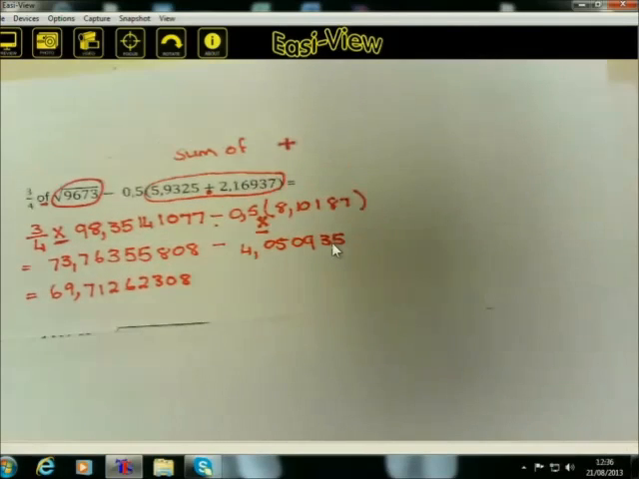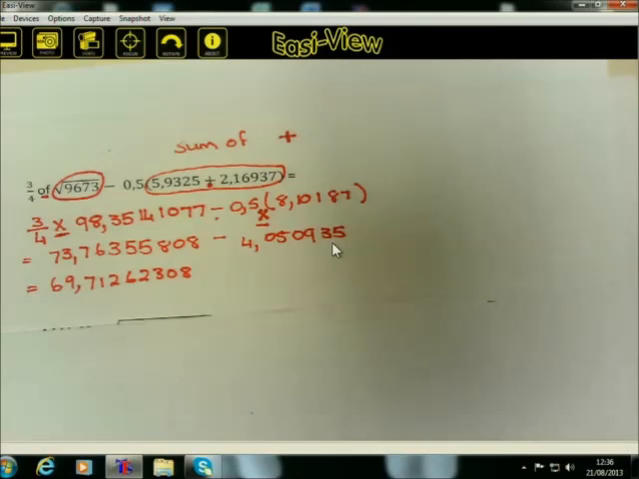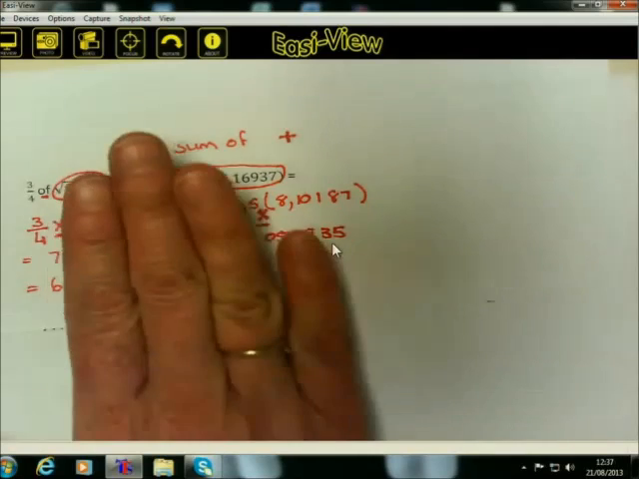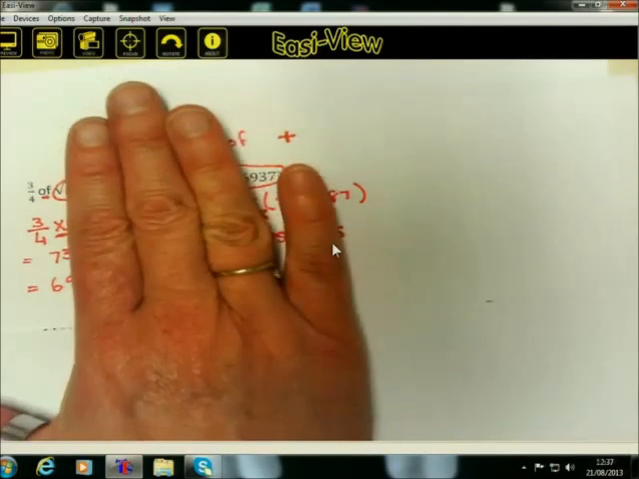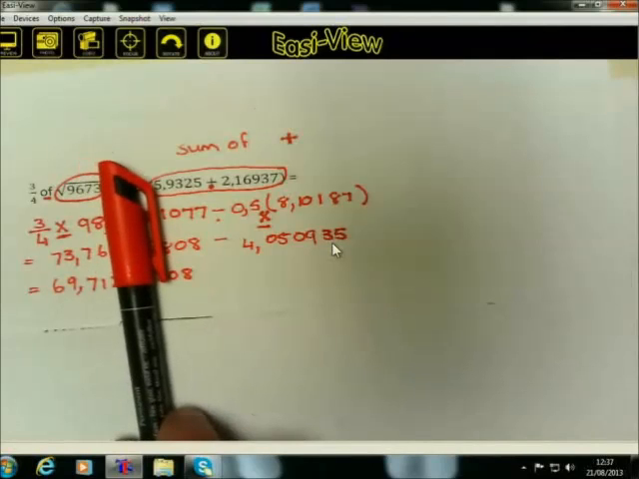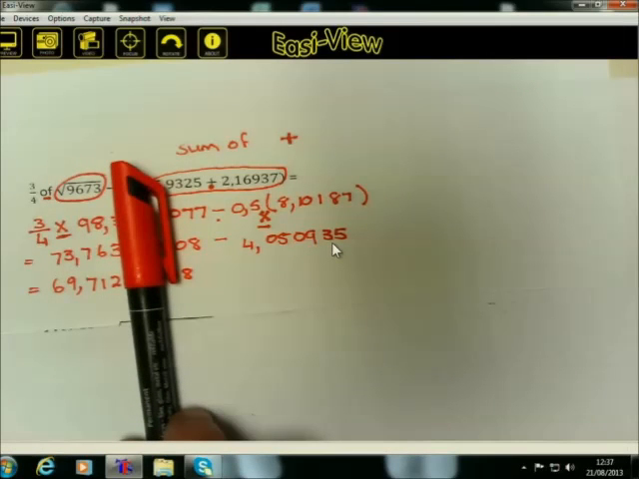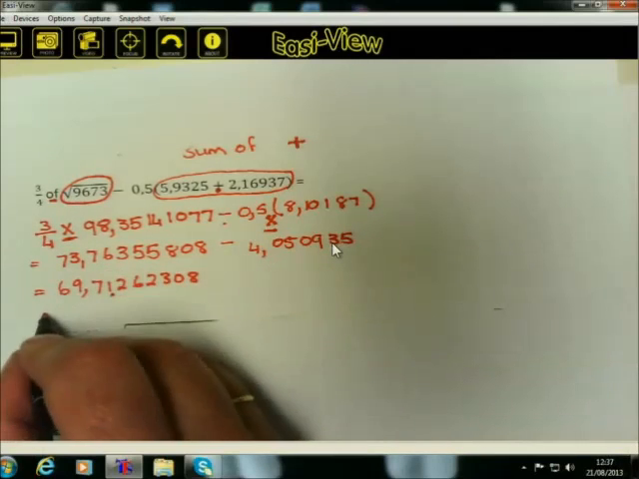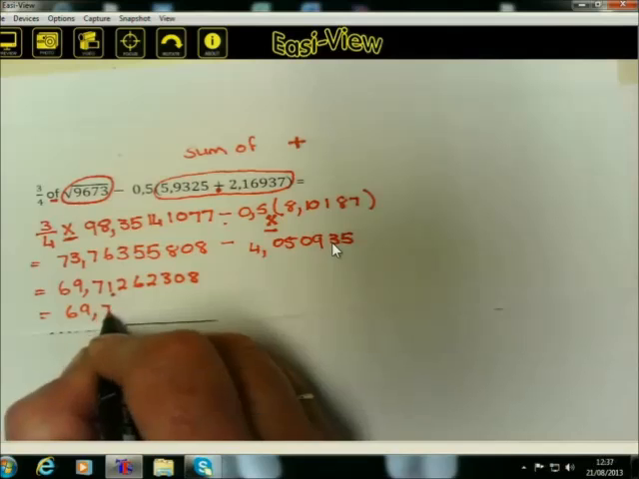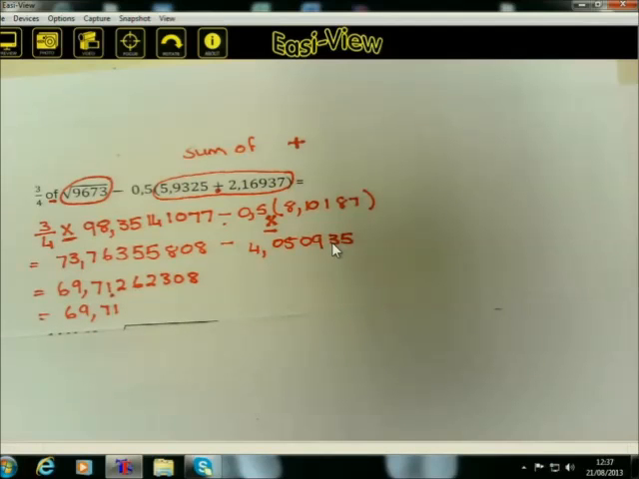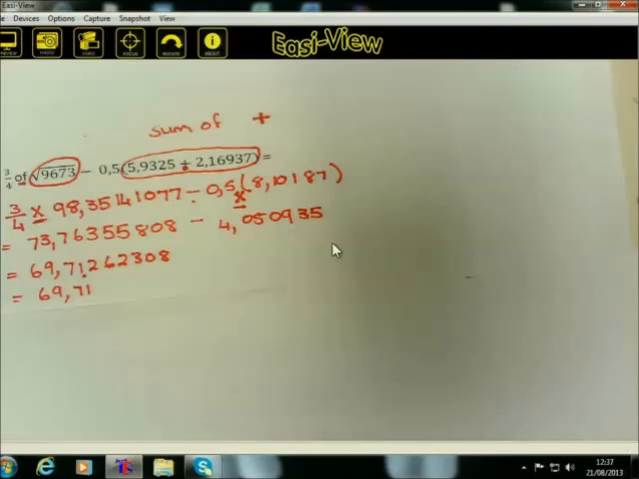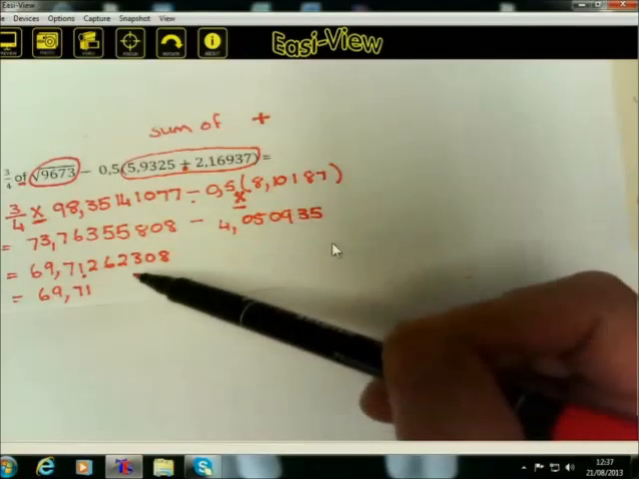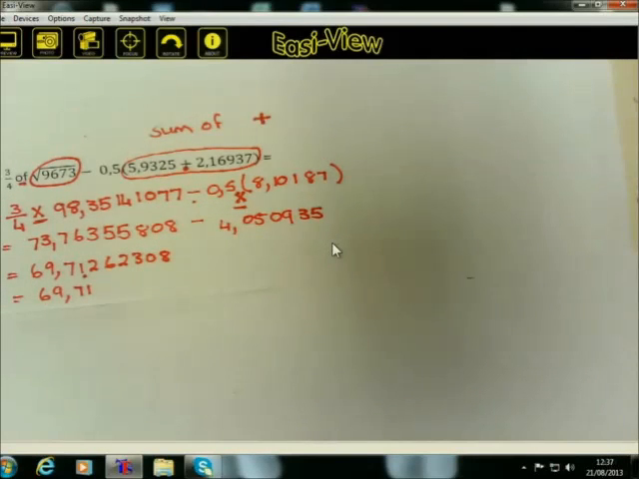So if I'm now going to round off this 69,712,62308 to 2 decimal numbers, I am going to have to look at the third number. And the third number in this case is 2. Can the 2 make this 1 a 2? No. 69.71 is therefore our final answer. Grade 12, you can round off in the steps in between. But to get your most accurate answer, we only round off in the final, preferably.